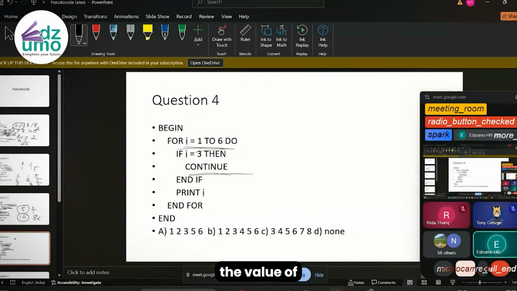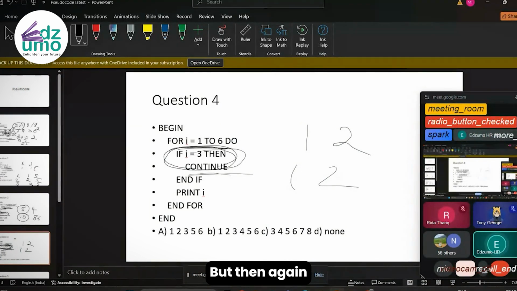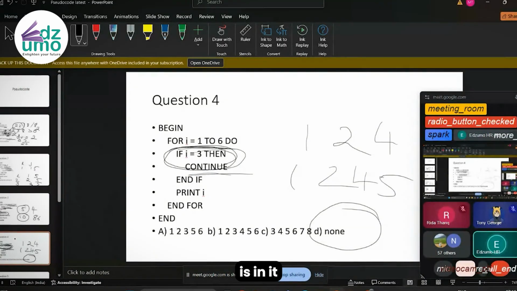So when the value of I is 1, what happens? 1 will be printed. When the value of I becomes 2, 2 is printed. When the value of I is 3, the condition is true, so it doesn't get printed. Understood? It doesn't get printed. But when I becomes 4, 4 gets printed. When I becomes 5, 5 is printed, like that. So the answer has to be D.